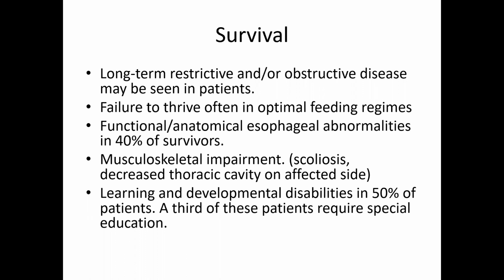Long-term restrictive and or obstructive disease may be seen. They have failure to thrive. They have esophageal abnormalities. They have musculoskeletal impairment such as scoliosis, and a smaller than normal thoracic cavity on the affected side. The quality of life is just... Yeah, learning and developmental disabilities in 50% of patients. 50%, that's high.